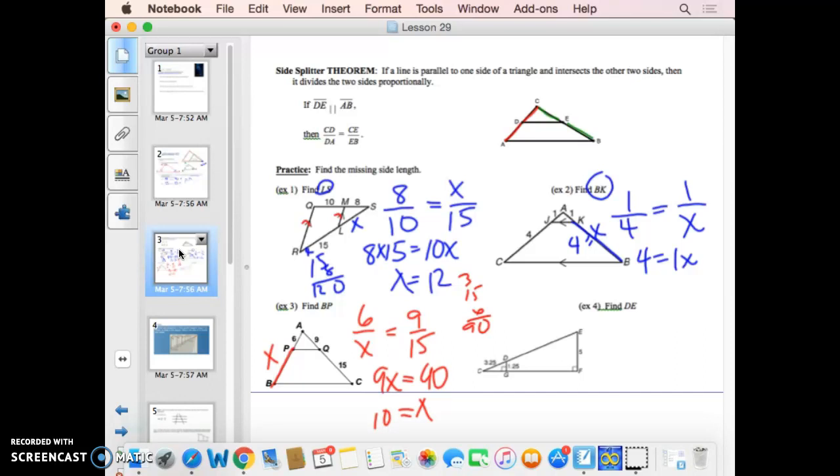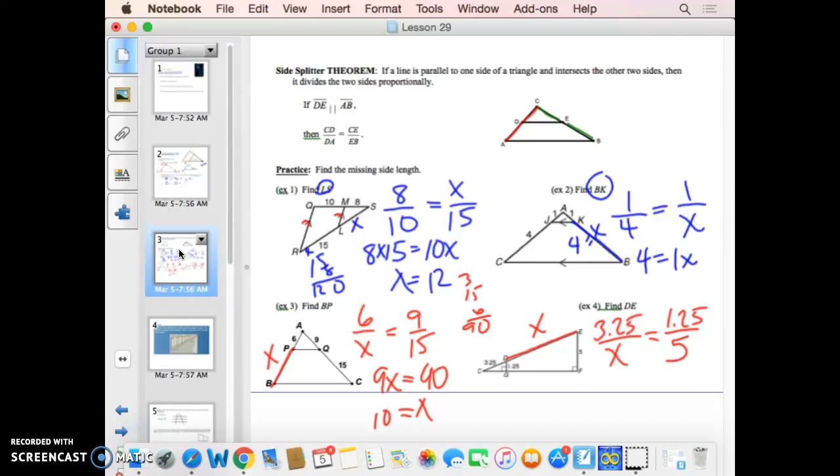And this last one, you can go ahead and work it out on your own. I'm not going to give you the answer to it because I don't have a calculator on me right now. But it's going to be 3.25 over x, because this is the side we're looking for, equals 1.25 over 5. I set that up wrong, my bad. It should be, no, that's right, 1.25 over 5. And then you would cross multiply and divide.